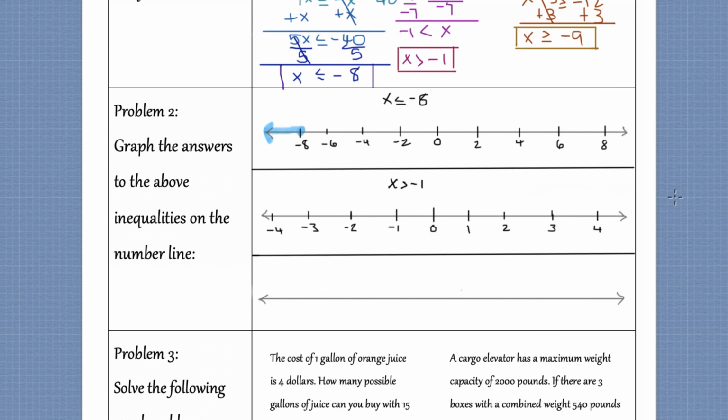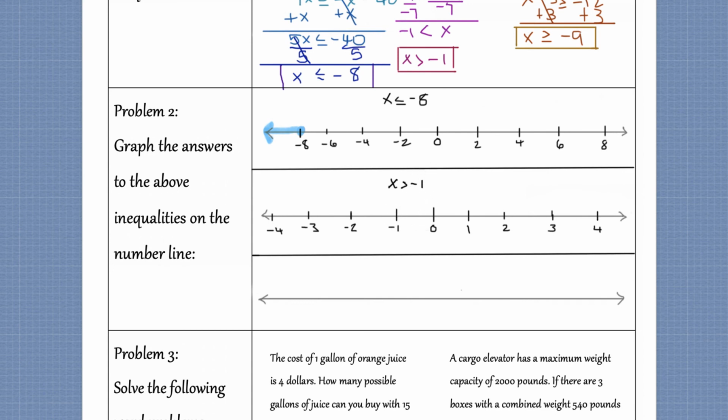And so what we want to do is first figure out if we use an open or a closed circle. To do that, we're going to look at the sign, and the sign says it's just greater than, not greater than or equal to. So since it's just greater than, we're going to use an open circle. It says x is greater than negative 1, so our open circle is going to be at negative 1.